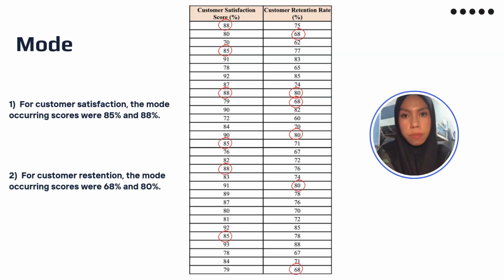Mode refers to the value that appears most frequently in a dataset. The dataset can have more than one mode. For customer satisfaction score, we have two modes, which are 85% and 88%, so it is bimodal. For customer retention, the most frequently occurring scores were 88% and 80%. So both datasets have two modes.